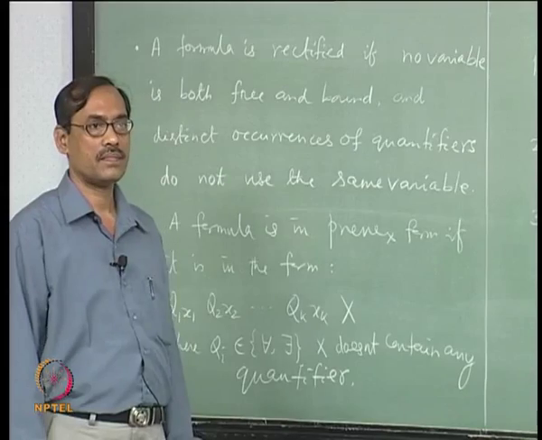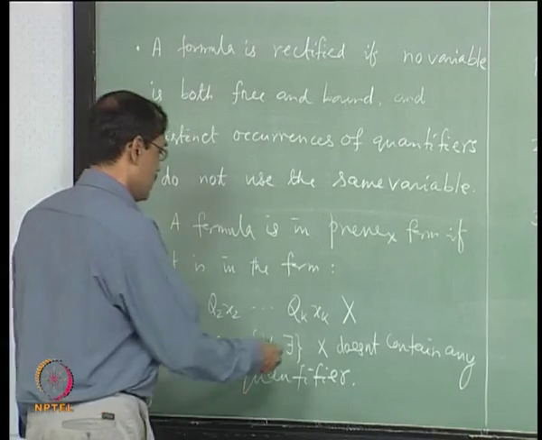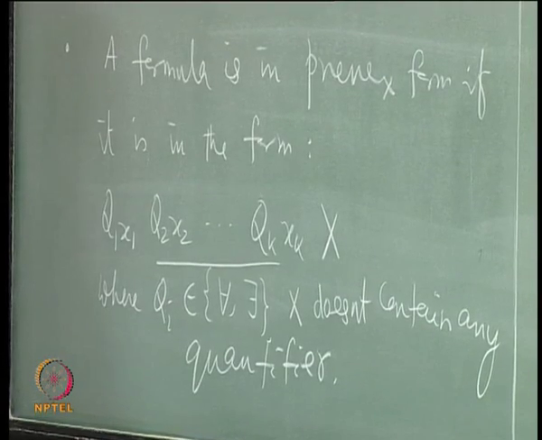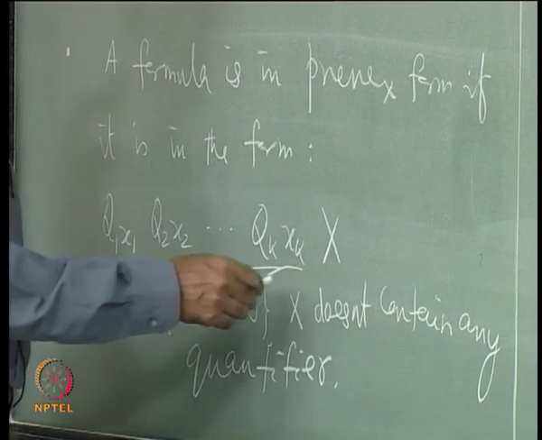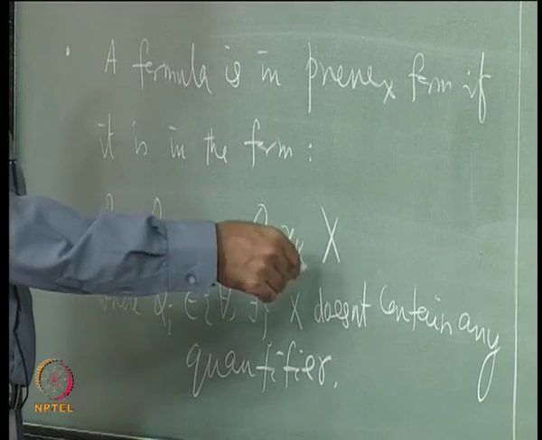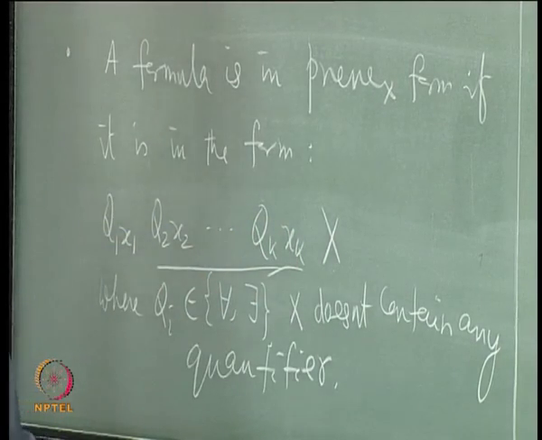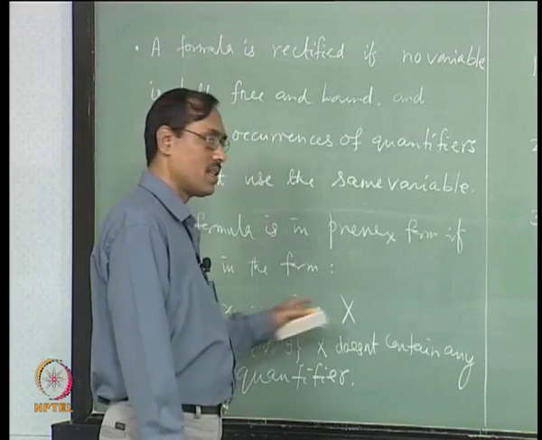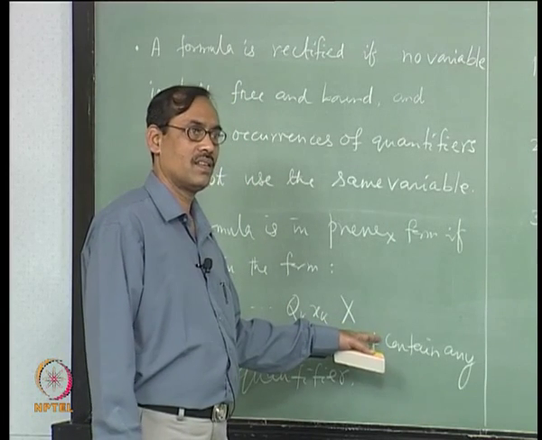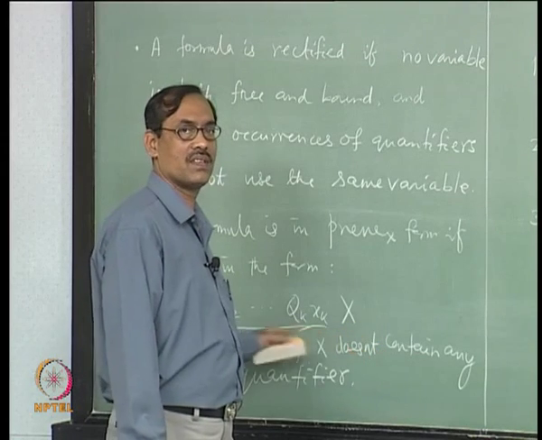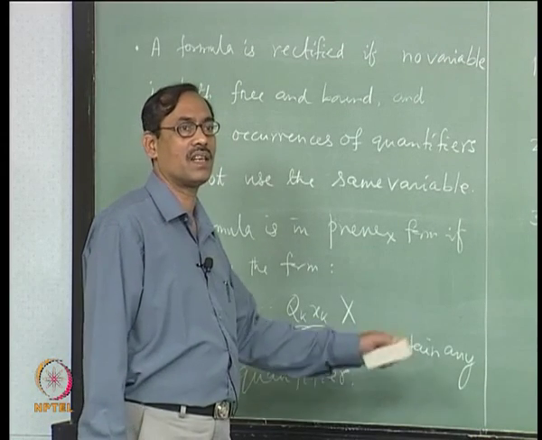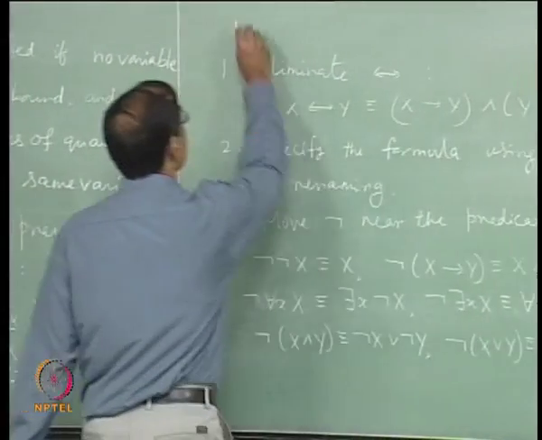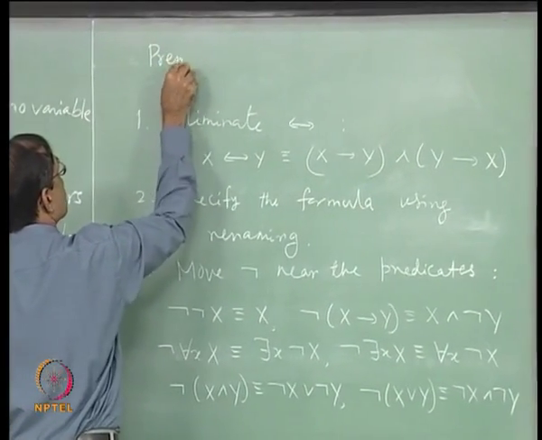Now, in the prenex form, the block of quantifiers in the beginning is called the prefix of the prenex form, and then the formula having no quantifiers is called the matrix. So, there are some names. Prefix has all the quantifiers, matrix does not have any quantifier. So, this procedure is called prenex form conversion.